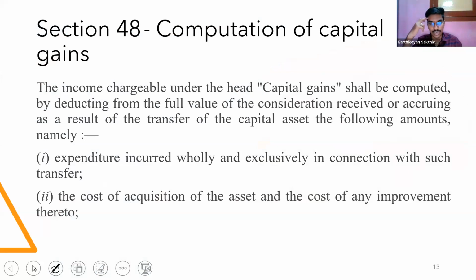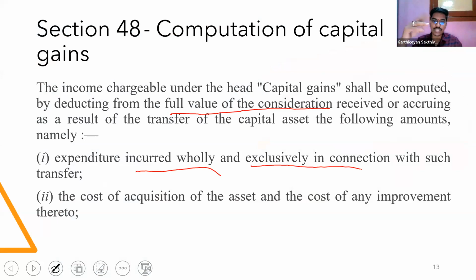Next is section 48. How should a capital gain be computed? As far as section 48 is concerned, income chargeable under the head capital gain shall be computed by deducting from the full value of consideration received or accruing as a result of transfer. From the full value of consideration, first you can deduct expenditure which is incurred wholly and exclusively in connection with such transfer.